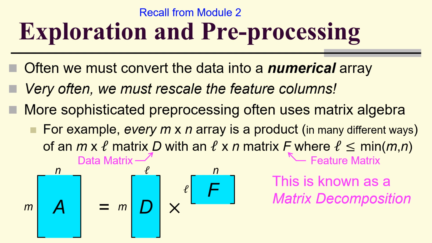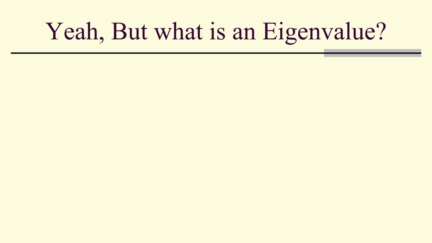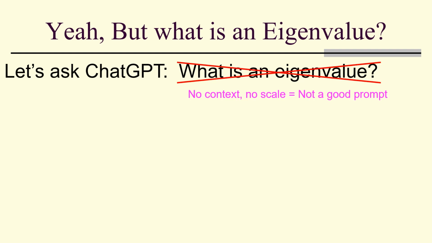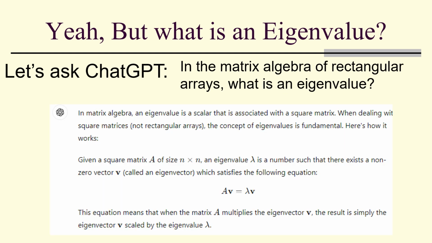So very often these matrix decompositions involve eigenvalues. Yeah, but what's an eigenvalue? Well, let's ask ChatGPT. What is an eigenvalue? Well, that's a terrible prompt. No context, no scale. So, in the matrix algebra of rectangular arrays, what is an eigenvalue? And here you see it produces essentially a definition of an eigenvalue and an associated eigenvector. It probably found this in Wikipedia. Probably the other prompt would have given us the same thing.